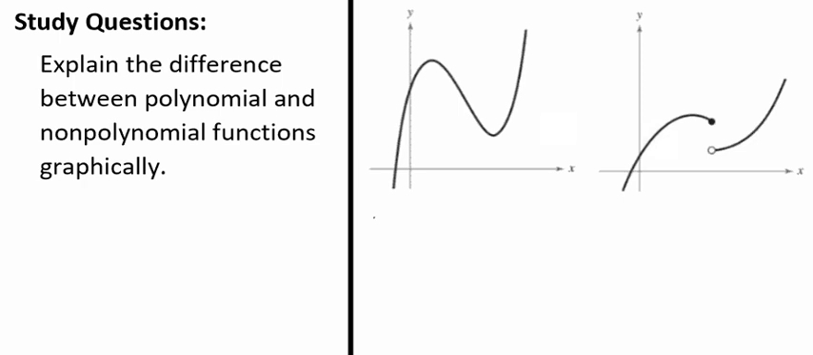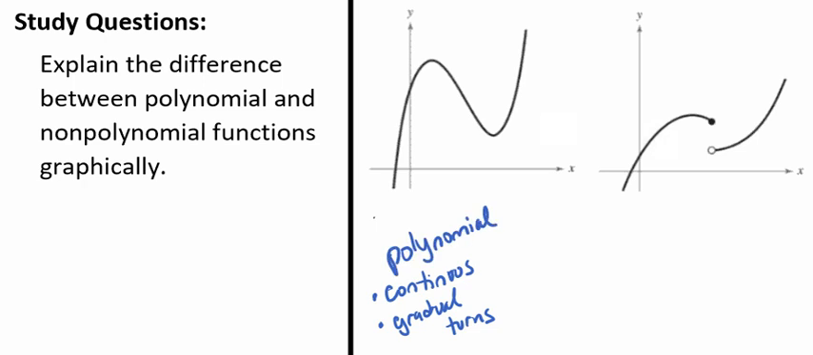If we take a look at our first graph, we have to decide, is this polynomial or a non-polynomial function? So as we look at it, we see that there are no holes and no gaps, and it's got nice gradual curves. So we see that it's continuous, and it has gradual turns. So this would be considered a polynomial function.